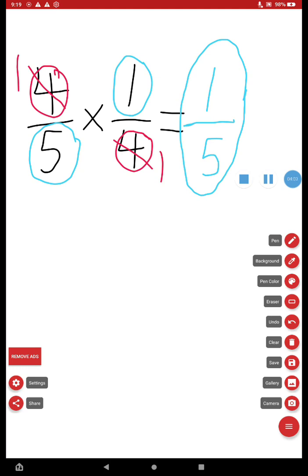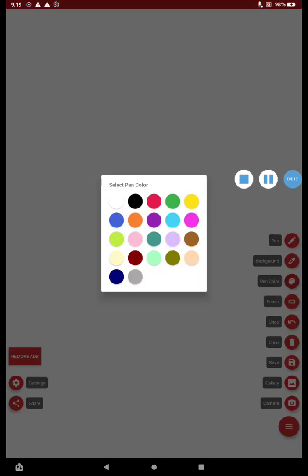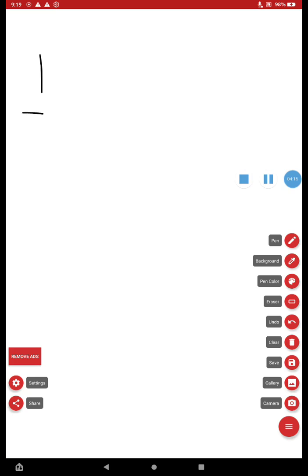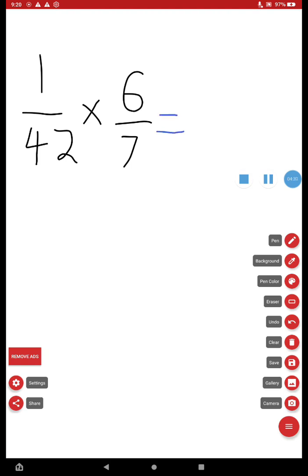Let's take a look at one more problem, this time a little bit harder. This time also using both methods. Okay? Let's take a look at 1 over 42, and I'm going to multiply that by 6 over 7. All right, so I'm just going to multiply straight across. 1 times 6 is 6. 42 times 7, that's going to be a little bit too hard for me to do in my head. So down at the bottom, I'm going to do some two-step multiplication.